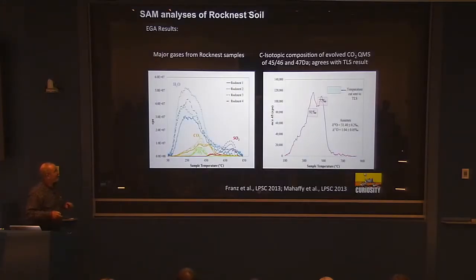So here's some typical data concerned with the EGA. So heating that particular soil, there are 4 experiments heating the same soil. The main product evolved, you can see, is water. You can see carbon dioxide and oxygen evolved, and you can also see sulfur dioxide evolved.